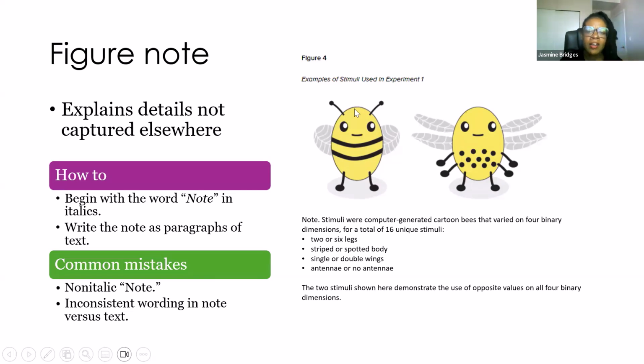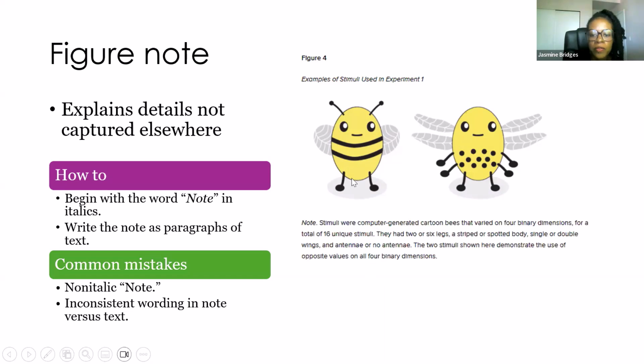So here we see in our figure here of these bees, I'm assuming they're bees, that whatever's in the note is in bullet points. And we know that we want it to be in a paragraph form, so that's not quite right. So here we have it rewritten in a paragraph form. We have note here italicized, so everything seems to be in order.